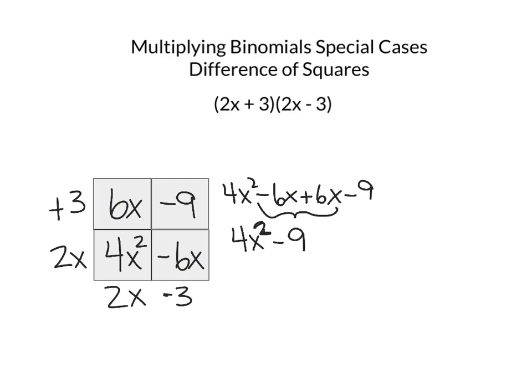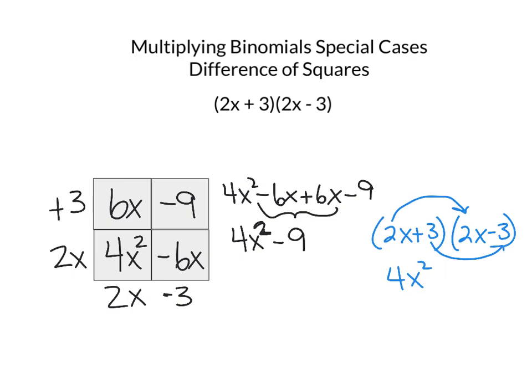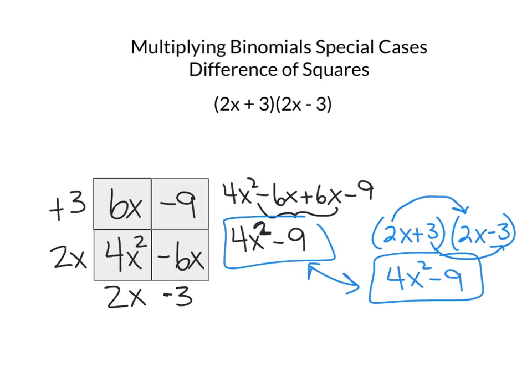I'm going to go back to my original problem. I'm going to write that in blue. So 2x plus 3 times 2x minus 3. I can see that we have the same binomial with the exception of one is addition and one is subtraction. So I don't have to worry about the middle values. I'm going to start with my first values, and 2x times 2x is 4x squared. Then I'm going to multiply my last. I'm going to have positive 3 times negative 3, which is negative 9. And again, you can see that these match. All right, let's go on to a couple of examples where we don't do the box methods.